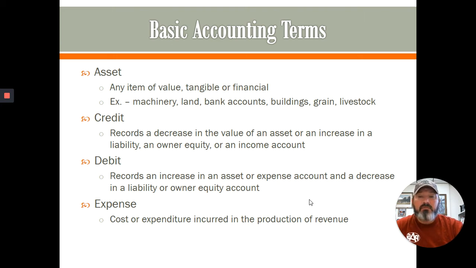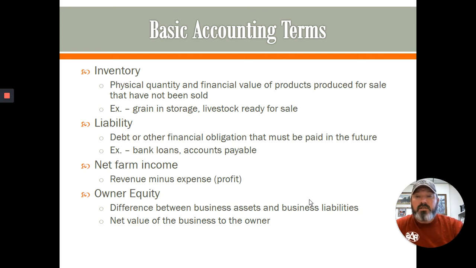Credit records a decrease in value or increase in liability or an owner equity or an income account. A debit or an expense is a cost expenditure incurred with the production of revenue. Inventory, we've talked about that, is a physical quantity or financial value of products. A liability is a debt or financial obligation that you have, so a bank loan or a pickup truck loan is a liability. Net farm income is revenue minus expense, so that's profit, and we'll talk more about net farm income in much more detail later. And then owner equity is the difference between business assets and business liabilities. We'll really hit into that one when we talk balance sheets.